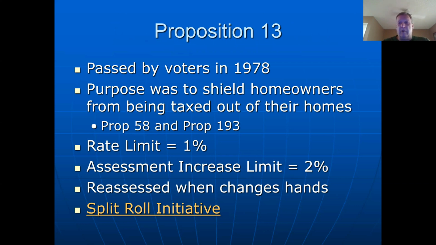Again, Proposition 13 really became a model for the country back in 1978 when it was approved by California voters. The purpose of Proposition 13 was to try and shield homeowners from being taxed out of their homes. So your home only gets reassessed when you sell it. So it's the buyer who comes in and gets the higher tax bill. We carved out some exemptions for inheritances. And so we have Proposition 58 and Proposition 193 that exempted inheritances by children, and then the other one exempted inheritances by grandchildren, so that you could have property passed down through generations that would still be exempt from being reevaluated and reassessed.